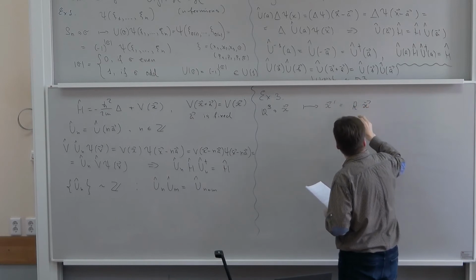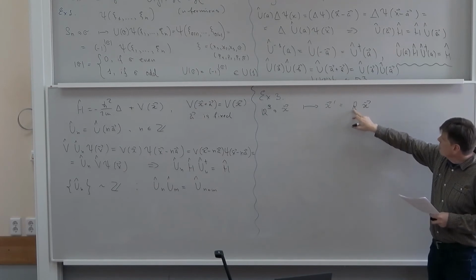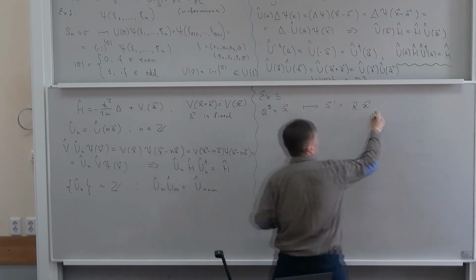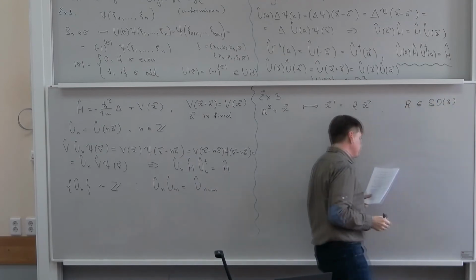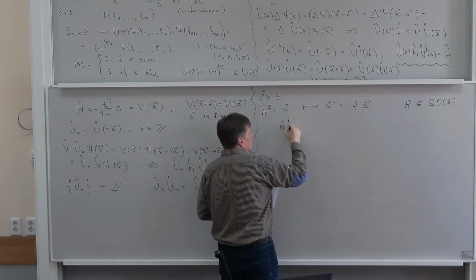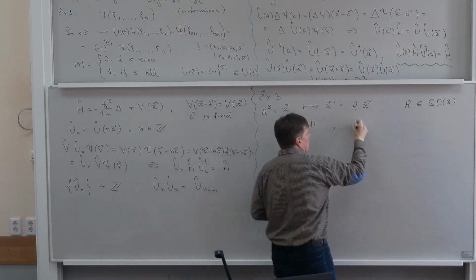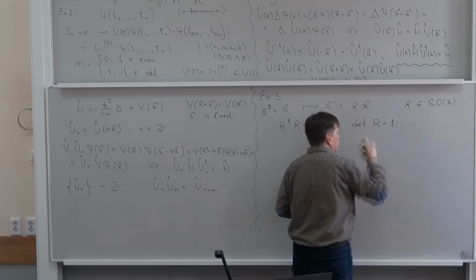So applying a rotation, we get a vector x', which is given by the action of an orthogonal operator R on x, so R is the rotation. This means that the matrix R transpose multiplied by R is given by 1, and the determinant of R is also 1. Right.